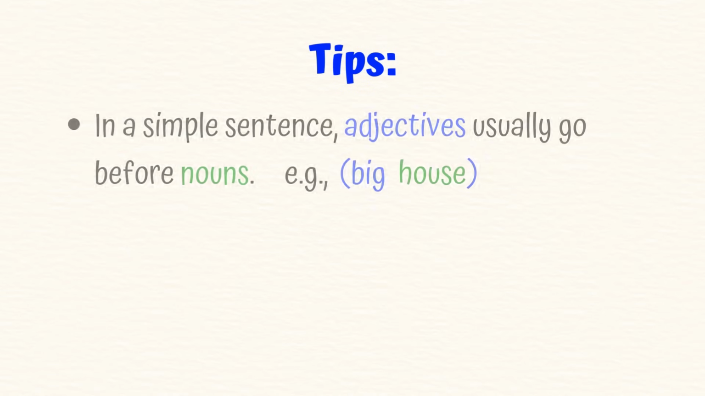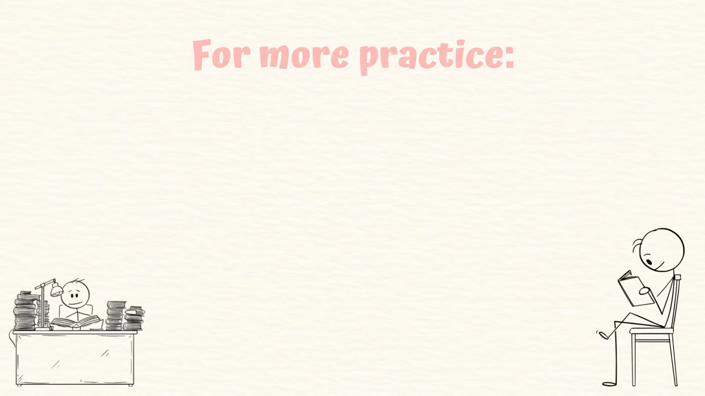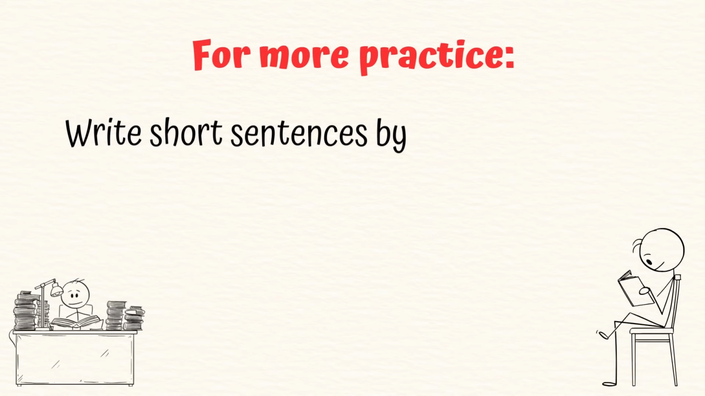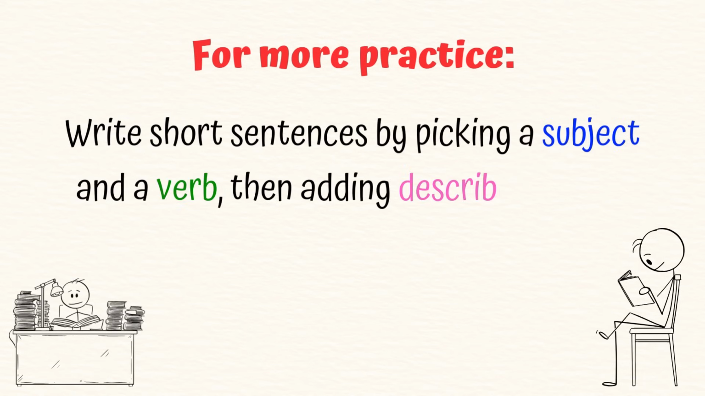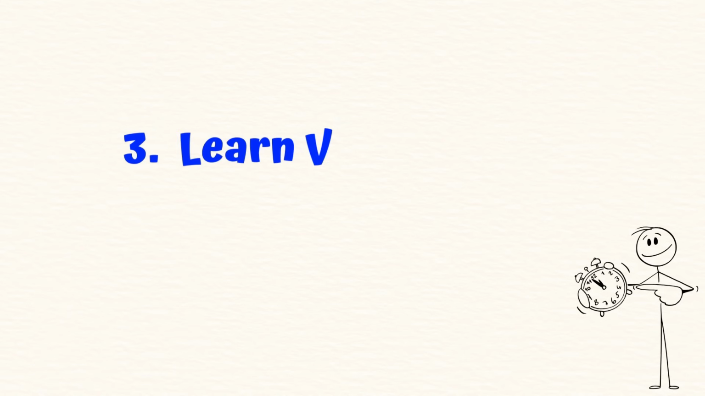Remember these tips. In a simple sentence, adjectives usually go before nouns: big house. And adverbs often go after the verb: runs quickly. For more practice, write short sentences by picking a subject and a verb, then adding describing words or objects to make them longer.